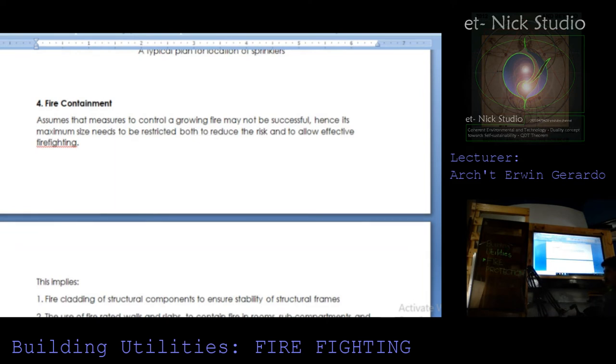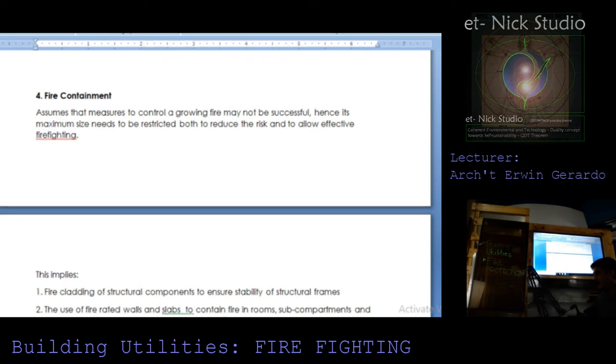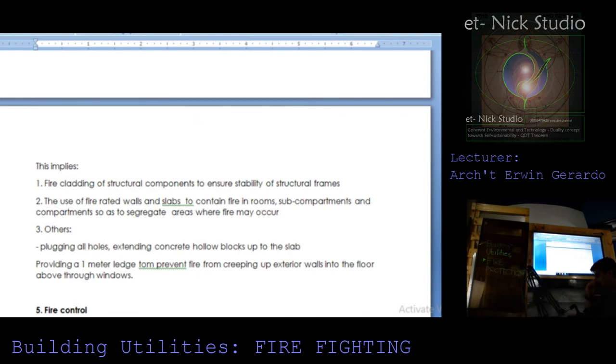Number four. Fire containment assumes that measures to control a growing fire may not be successful, hence its maximum size needs to be restricted both to reduce the risk and to allow effective fire fighting. So for fire containment, this implies fire cladding of structural components to ensure stability of structural frames. Meaning we need to fireproof the column and the beam.